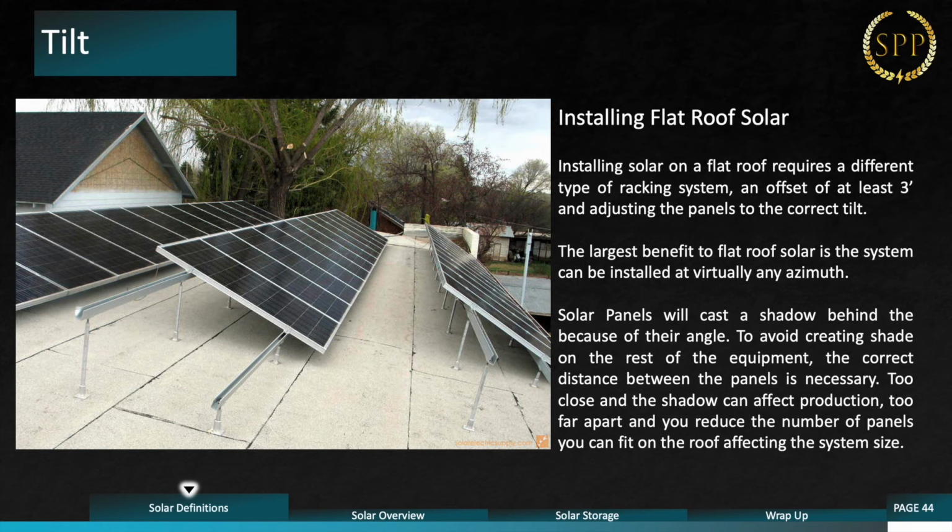Solar panels will cast a shadow behind them because of their angle. So to avoid creating shade on the rest of the equipment, the correct distance is necessary between each panel. Too close together and the shadow will affect the production. Too far apart and you'll reduce the number of panels you can fit on the roof, affecting the system's size. So 3 feet is typical, but it can be less, can be more.